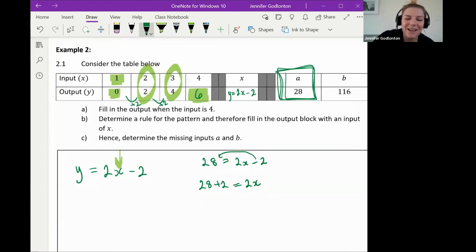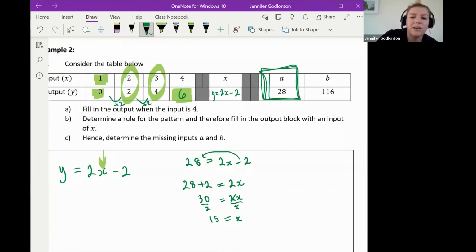Okay, so 28 plus 2 is 30. 30 is equal to 2x. And then we need to divide both of them by 2. And so x is equal to 15. So all we're doing is we're using an equation. Okay, now we haven't done equations for a long time, so I know that they may feel a little bit confusing. The most important thing is just get everything with x's on one side and numbers on the other side.